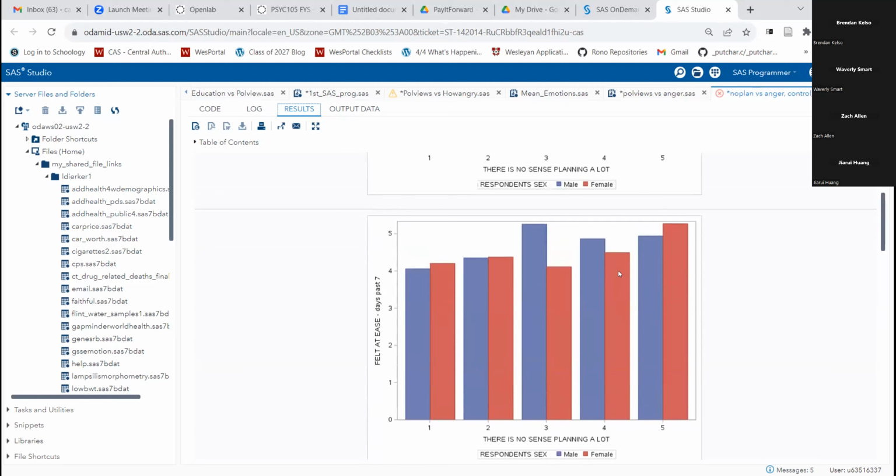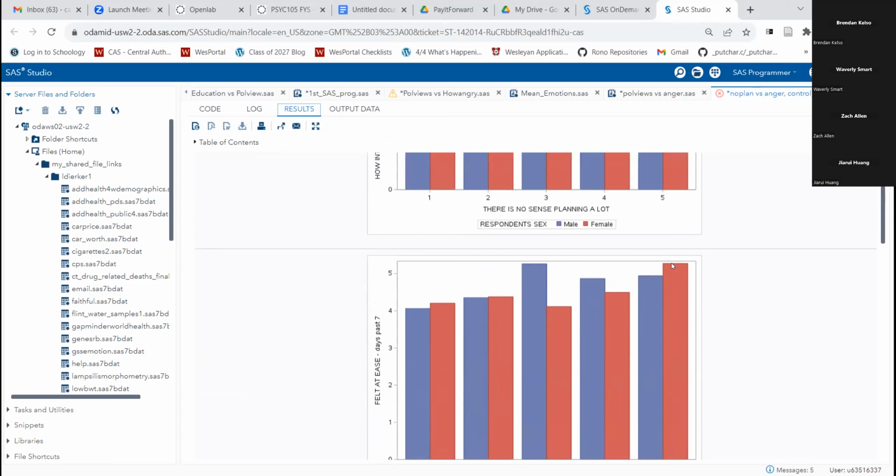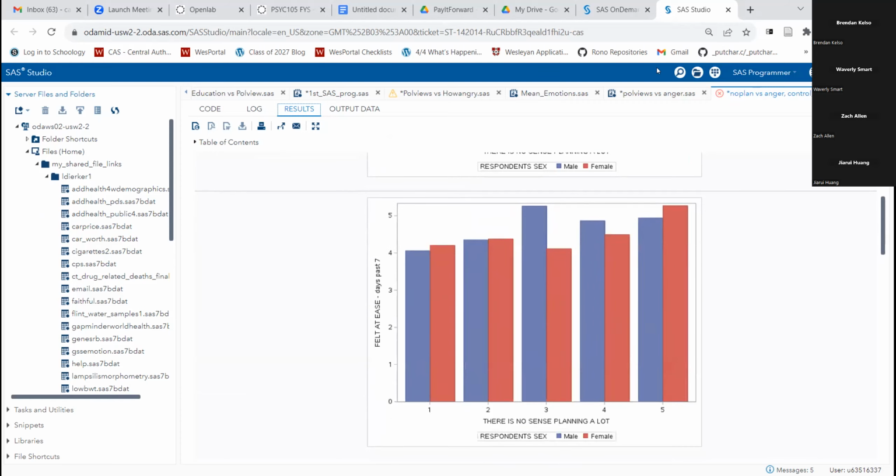Then no sense planning and feeling at ease. Okay. That's a weak, not much of a thing. That's kind of bouncing all over there for males and females too. I like that you split it by males and females. Sometimes you find a relationship for one group and not the other. So that's interesting. Yeah, and that's what I found for prayer and women.